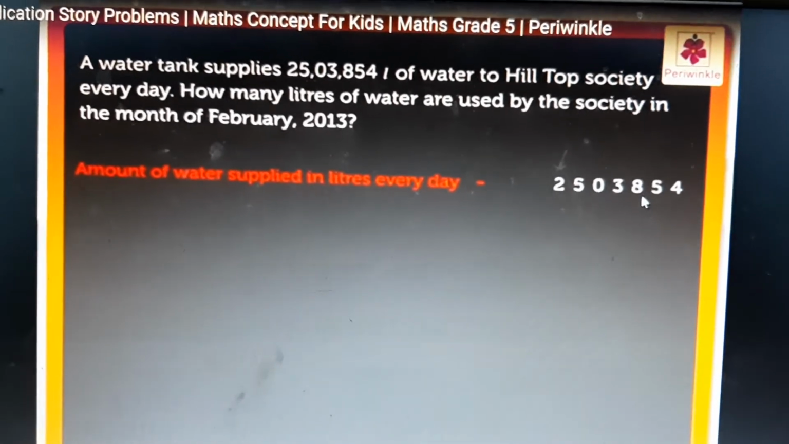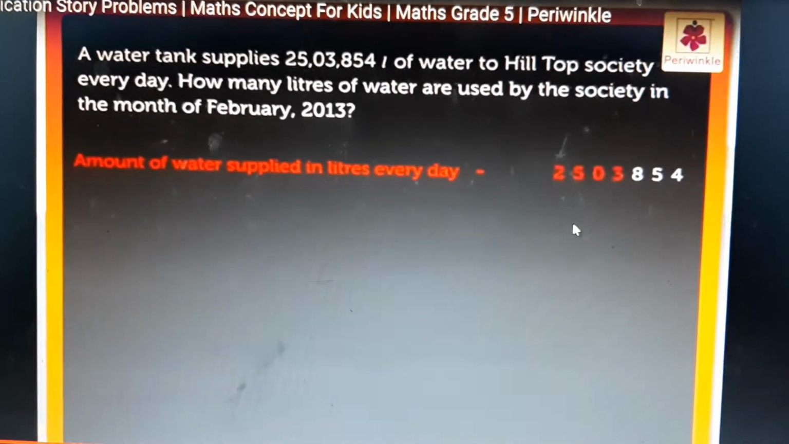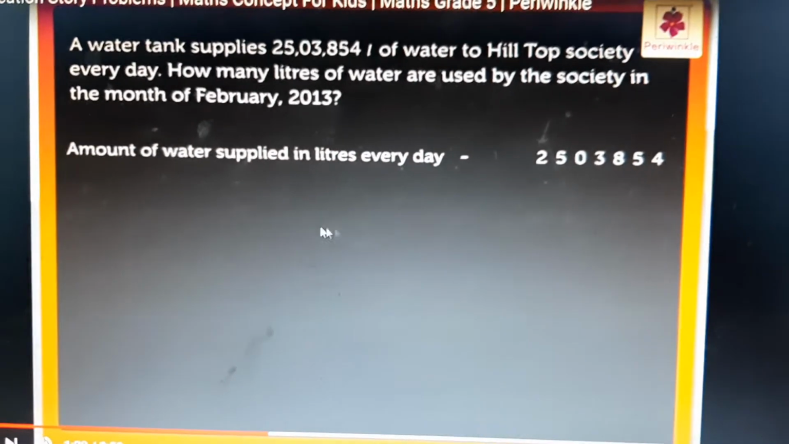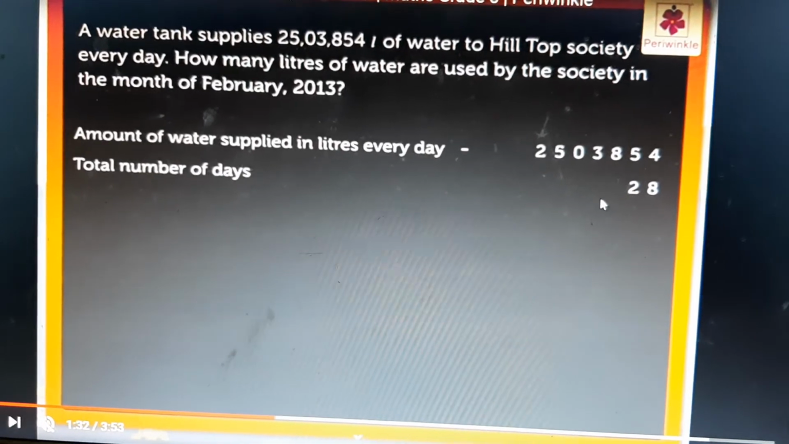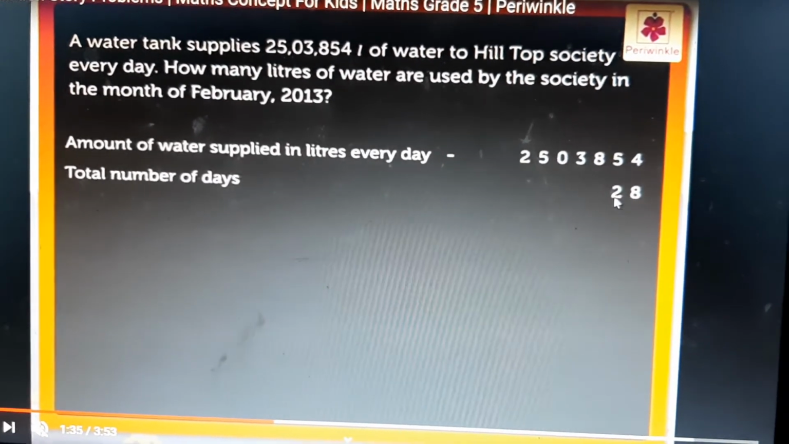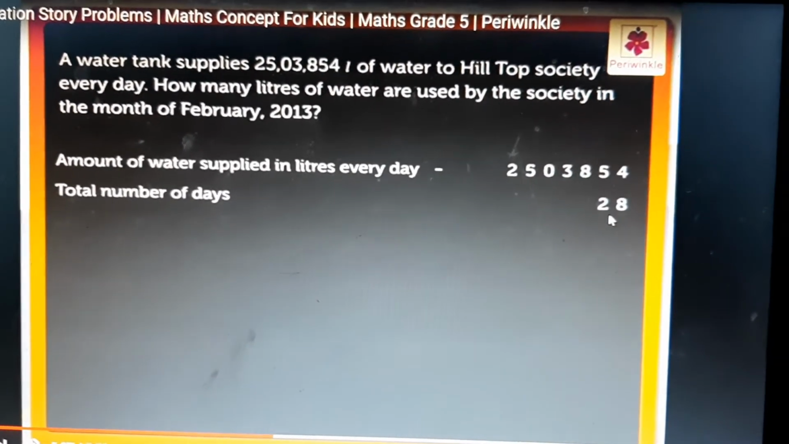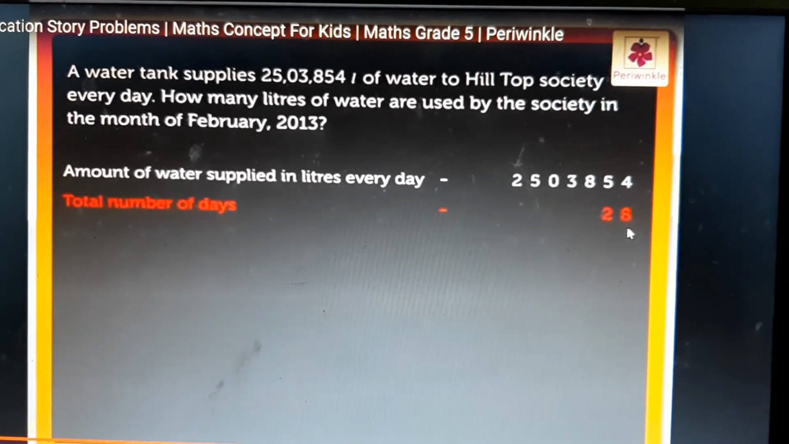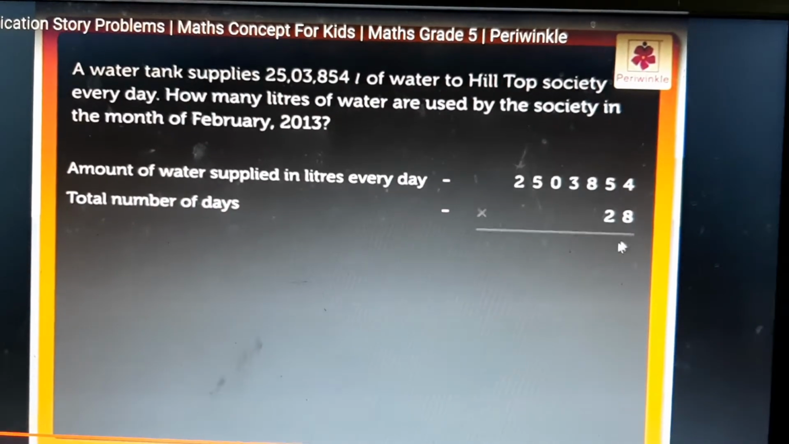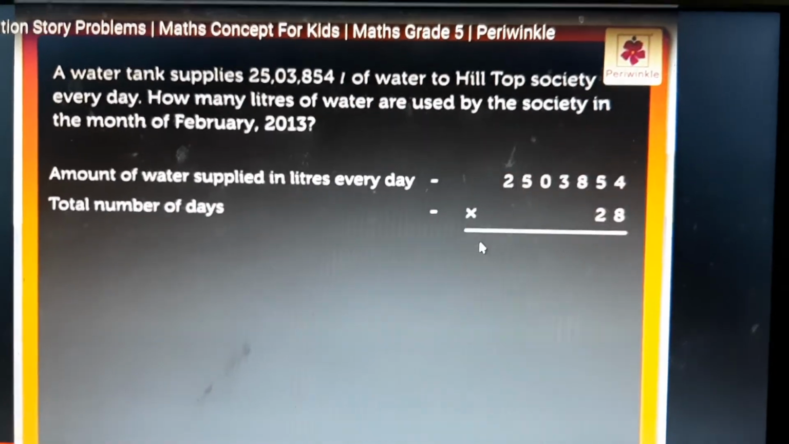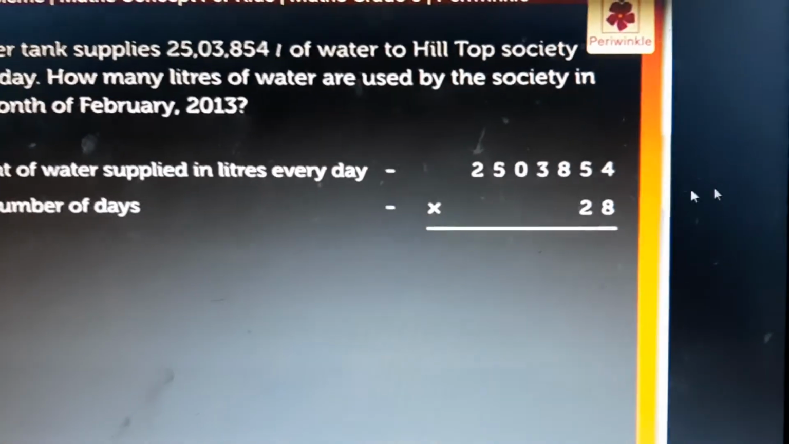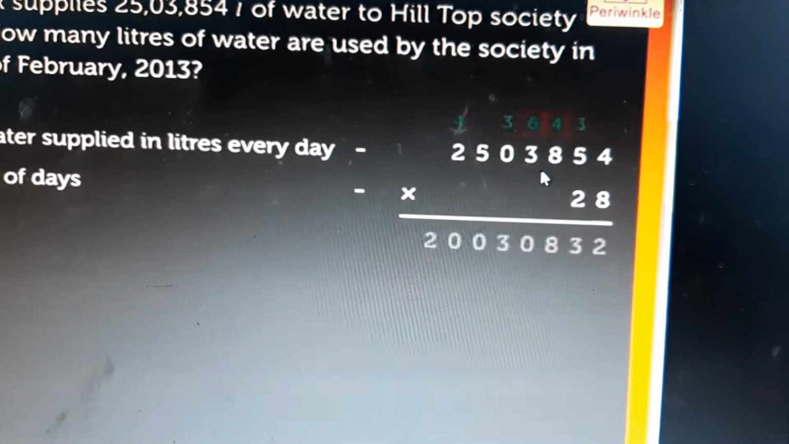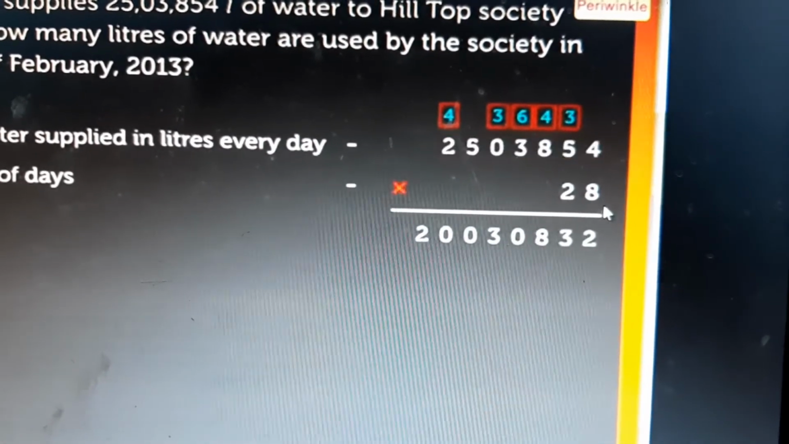Now what do we have to calculate? We have to calculate the value for how many days? We have to calculate for 28 days. The total number of days in February is 28, so we have to find out for 28. When we know for 1, we have to calculate for 28. You all know what we have to do here. We have to multiply this value with 28. So 25 lakhs 3,854 multiplied with 28.